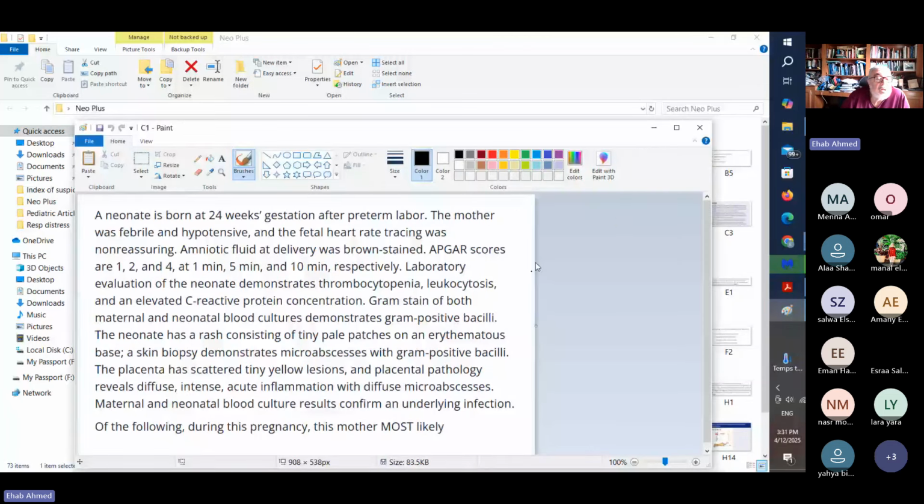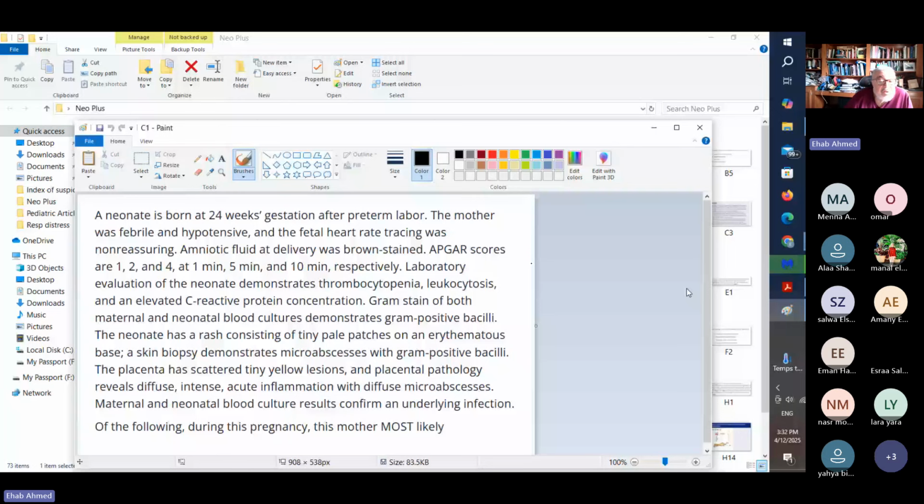Okay. A neonate is born at 24 weeks after preterm labor. So mom started preterm labor. And when there is preterm labor, you have to think of what is the most common cause of preterm labor? Infection. Infection. The mother was febrile and hypotensive.